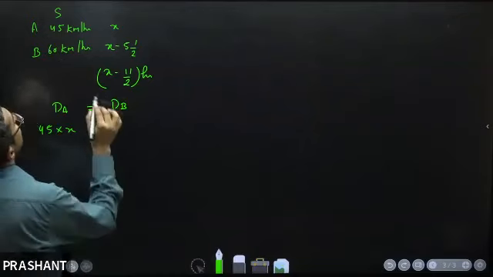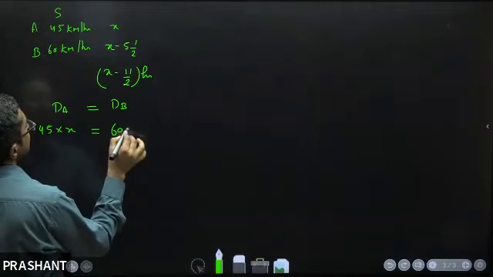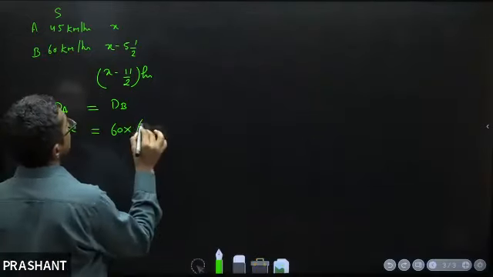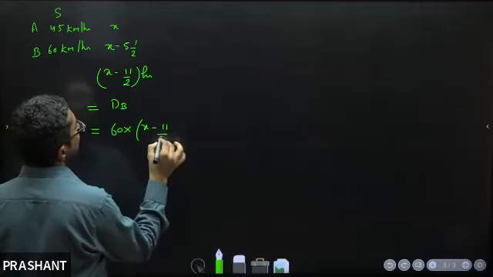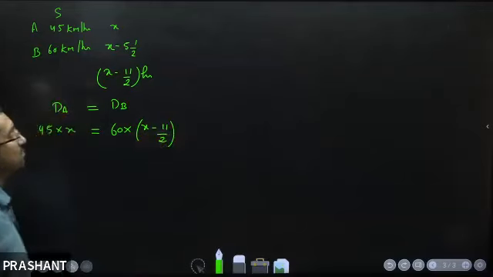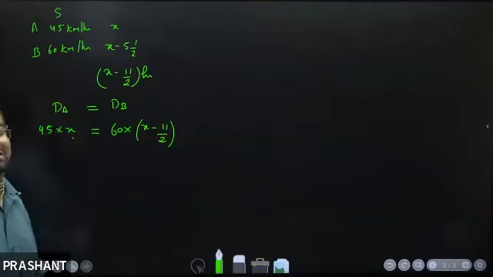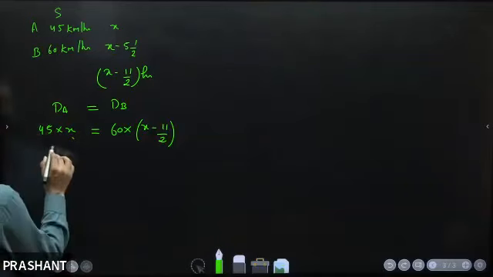Speed is 60 and time is x minus 11 by 2. Correct? Did you understand? Now we can solve this equation and get the value of x. So what will be our x? Time. And once we get the time, 45 into time, we'll get the distance. Understood? So this is the 45x.